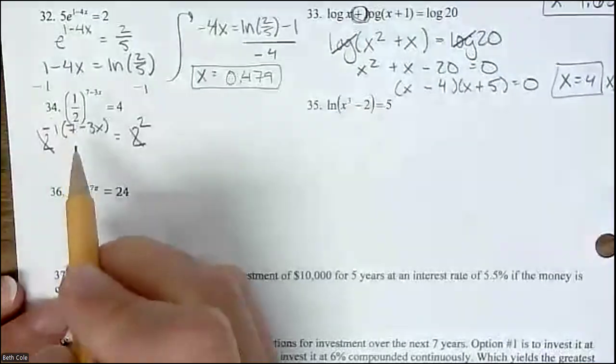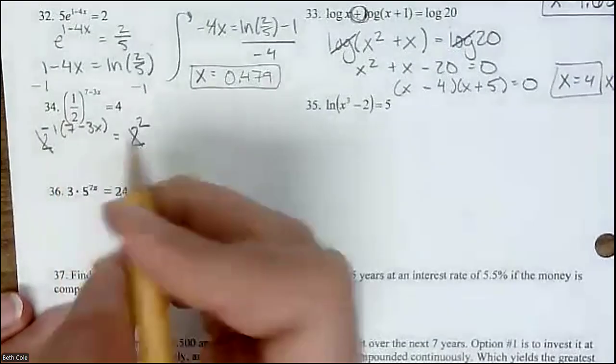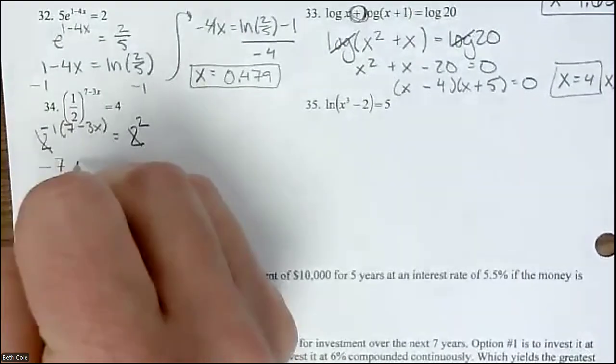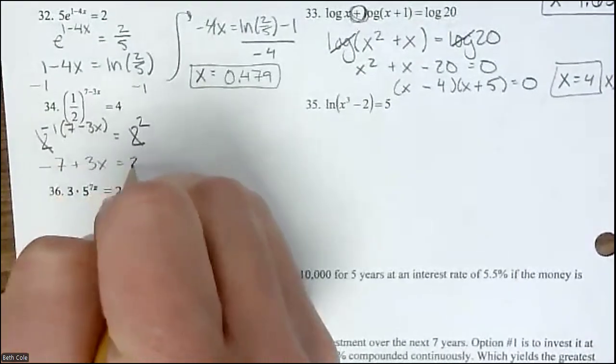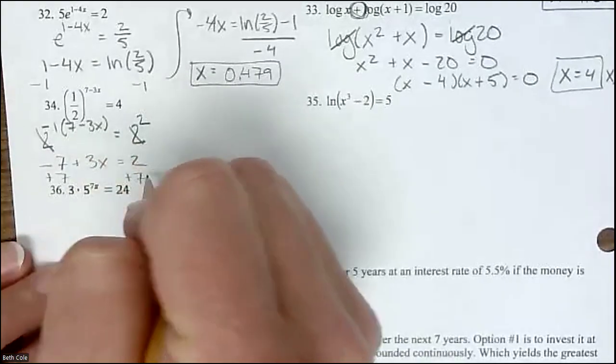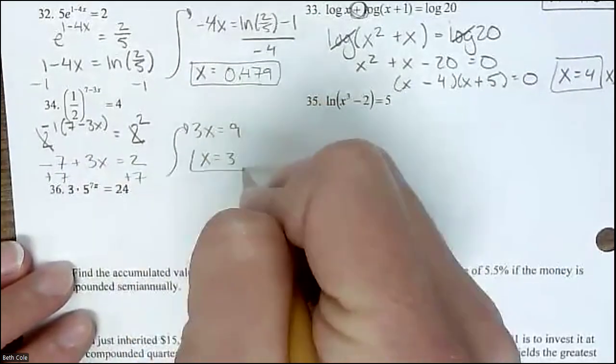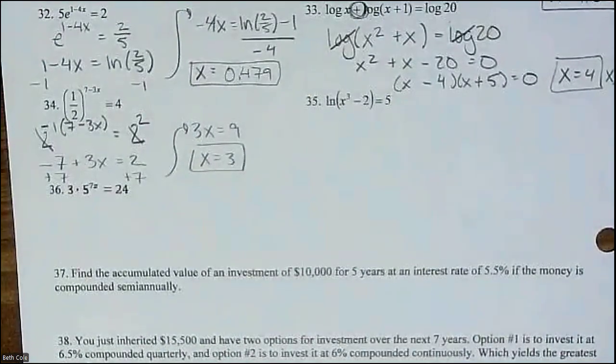So those are gone. What are you going to do with this negative? Yep, distribute. So -7 plus 3x equals 2. And then you just solve that like a regular algebra problem. So you'll get 3x equals 9, x equals 3. That one wasn't too bad. They're not all going to be really hard. Some of them will be easier.